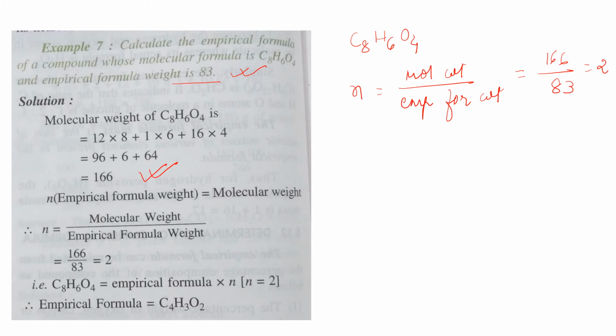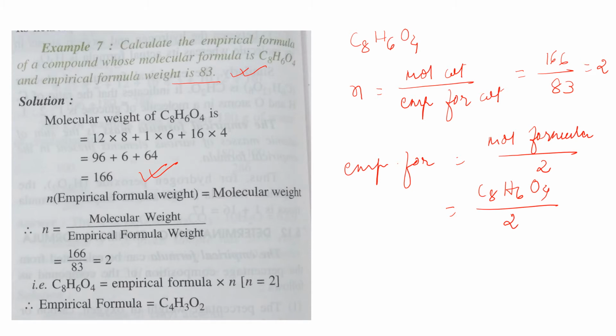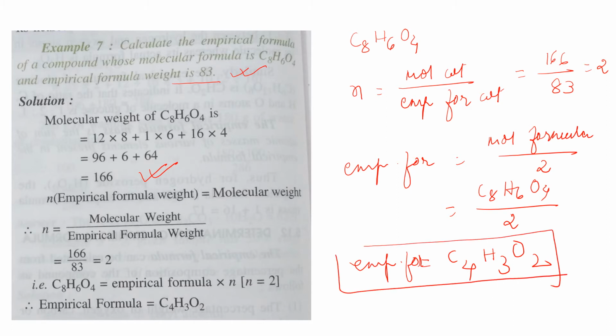After getting N, I have to find out the empirical formula. So empirical formula is equal to molecular formula divided by 2. So this is C8H6O4. Now you have to divide it by 2. So I'm getting C4H3O2. This is my empirical formula. Am I clear to you?